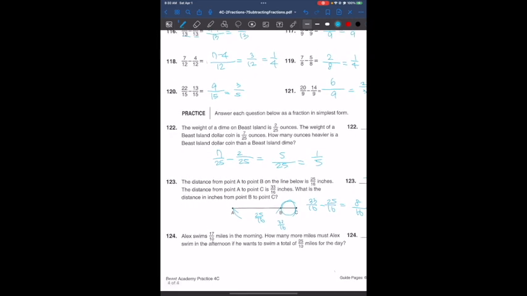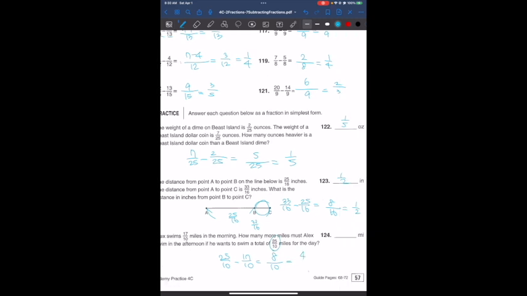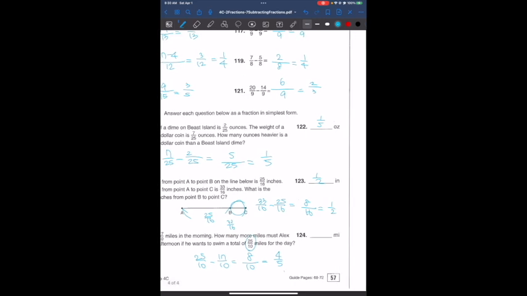Now our final question is, Alex swims 17 over 10 miles in the morning. How many more miles must Alex swim in the afternoon if he wants to swim a total of 25 over 10 miles for one day? So we're going to subtract. So same denominator, and the numerator is going to be 8. So we can simplify that into 4 over 5. So it's going to be 4 over 5 miles more.